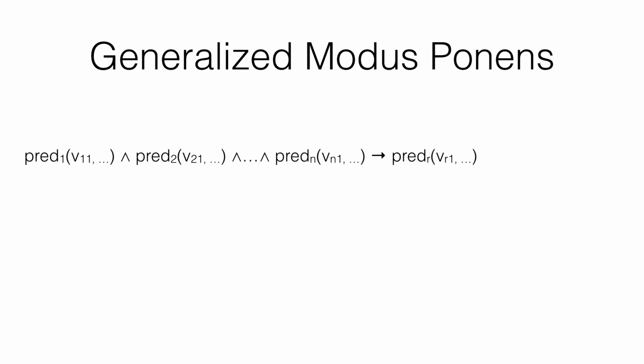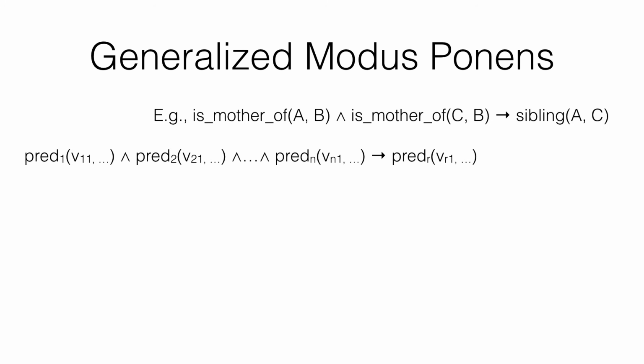So generalized modus ponens looks like this. We're going to consider applying inference using a particular horn clause. So this horn clause here has n predicates on the left, which are part of the antecedent, and then one predicate that's the output, that's part of the consequent. And the variables, the inputs to these formulas on the left that are made up of predicates and terms, we're just going to call them variable 1,1, variable 2,1, etc. just for now. And here's an example of one of these.